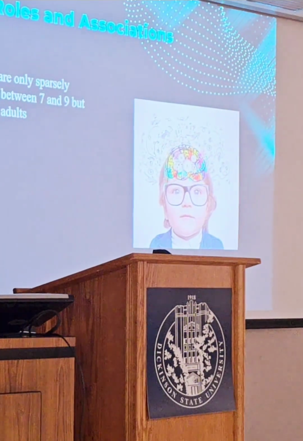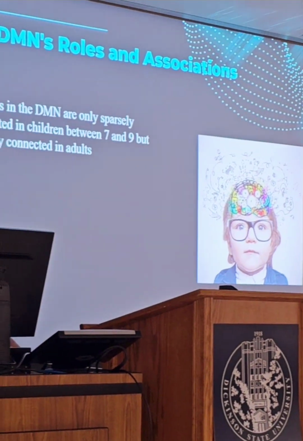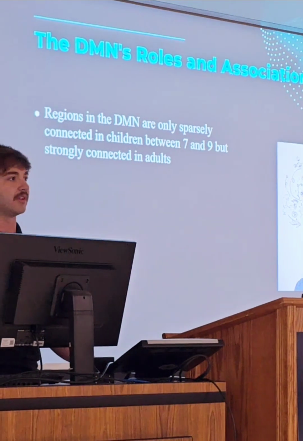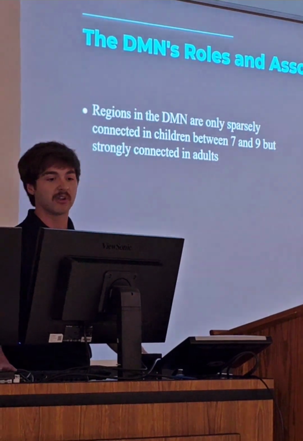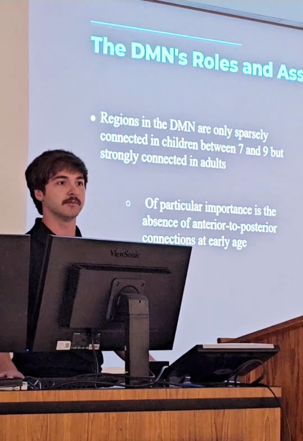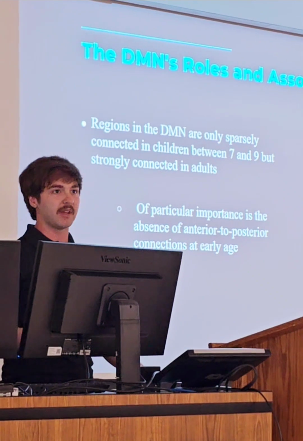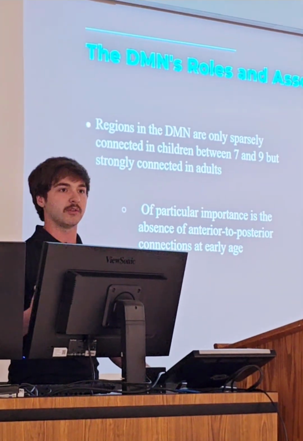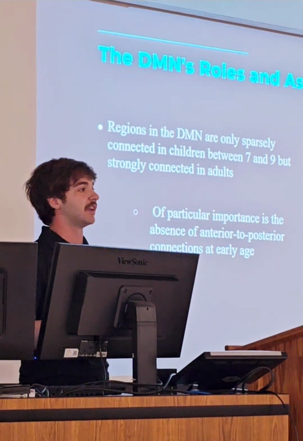Developmentally, the default mode network seems to be something that comes into development during adolescence. We can see this because regions in the default mode network are only loosely connected in children, but they're strongly connected in adults, most particularly between the front parts of the network and the back parts. This makes sense when you view this network as being the neurological basis of self, because adolescence is a period where identity formation plays a big part.